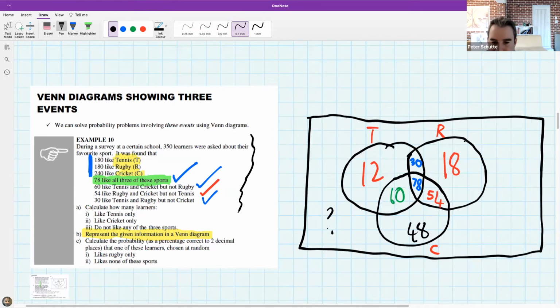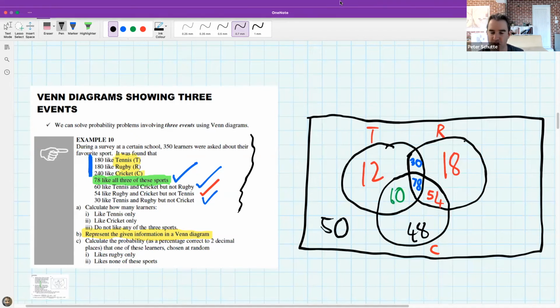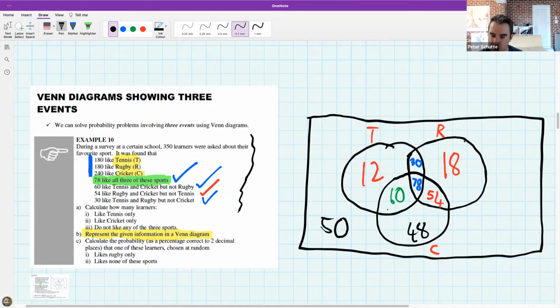What do we get? Yeah, so I get 50. Awesome. So you can see how you just have to work slowly and methodically, but you can work out these different regions, and what this does is it allows you now to answer the probability questions that follow.